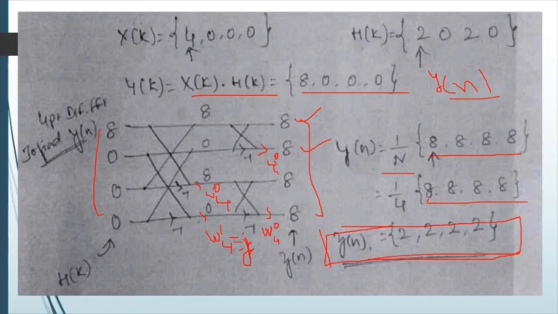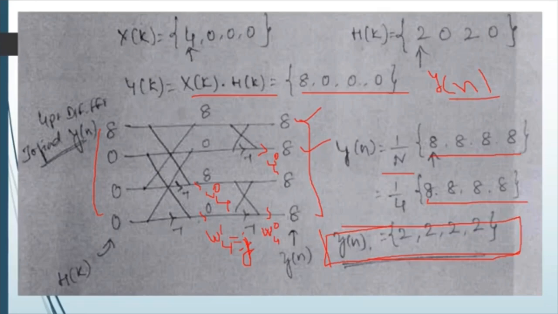Similarly, you will get 8, 8. Similarly, 8 plus 0 will get 8, and 8 minus 0 will get 8. Similarly, you take here omega 4 power 0, and here also omega 4 power 0. So you get 8, 8, 8, 8.